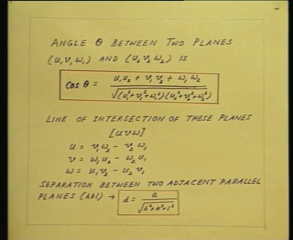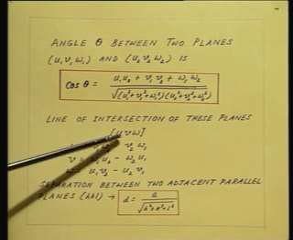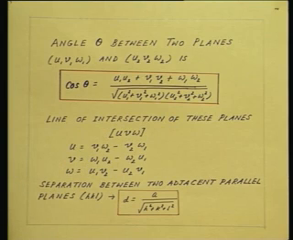Also, these planes will intersect at a line. The line direction is given by u v w, where u is v1 into w2 minus v2 into w1, v is w1 into u2 minus w2 into u1, and w is u1 v2 minus u2 v1. This is the line of intersection between two planes.